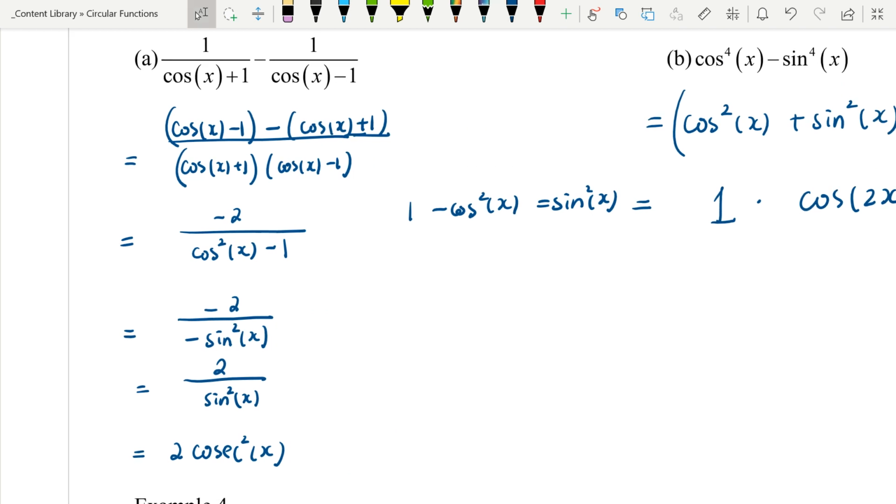Just playing with the formula a little bit here. Cos minus 1 minus cos minus 1 when you open the bracket. Top line here, extend cos minus 1 minus cos minus 1.